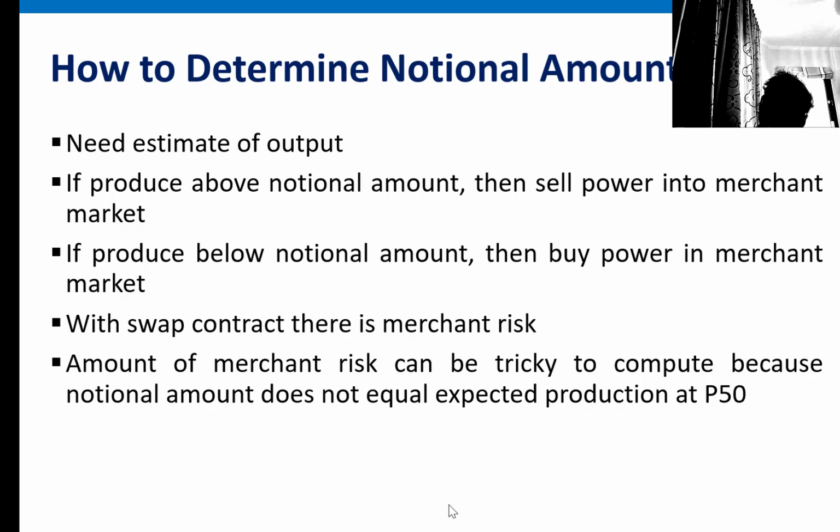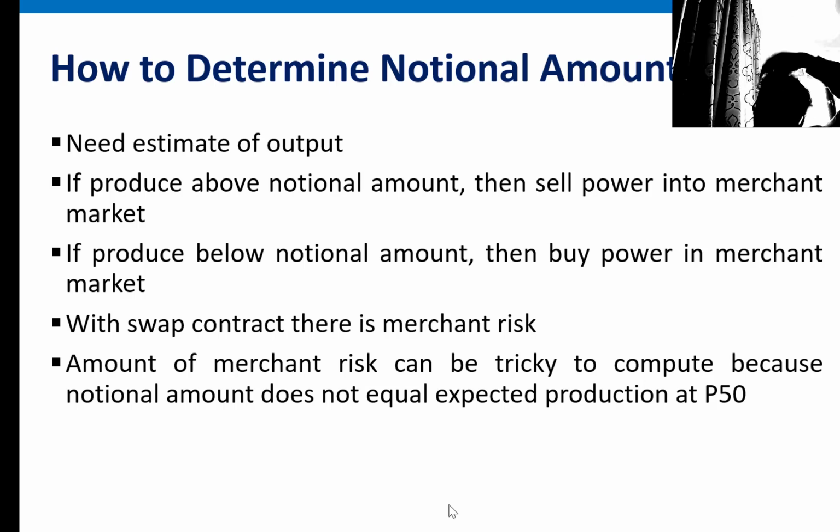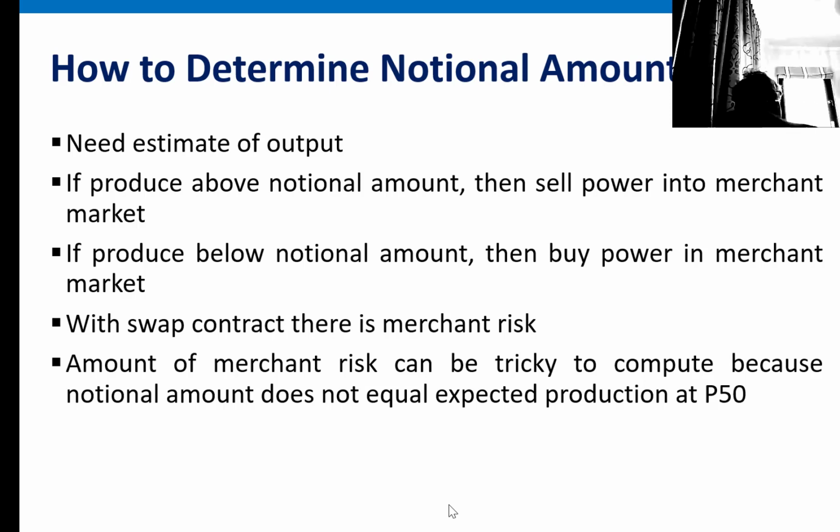So if you determine a notional amount, you have to set it, like you set the debt in an interest rate swap. Once you set the amount, if we happen to produce more in a wind farm or produce less, well, then we're going to have to go to the market and buy power if we produce less, or sell power if we produce more. And the enormous question is that creates merchant risks, first of all.